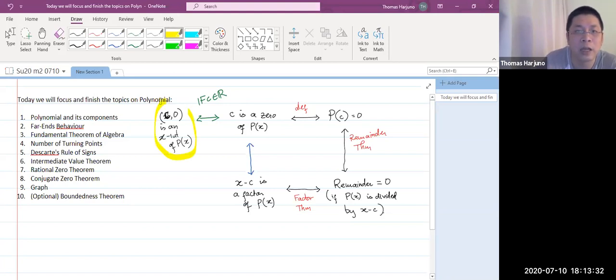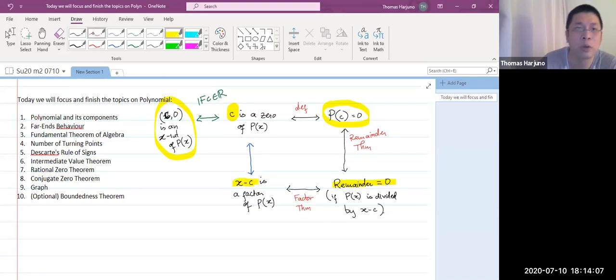For us to find the x-intercepts, we need to find the zeros of p(x). If a zero is a complex number, if it is not a real number, then it's not an x-intercept. But if it is a real number, it is an x-intercept. Now, to find the zeros, what we will do is find those c's such that p(c) equals 0 by using the remainder theorem.